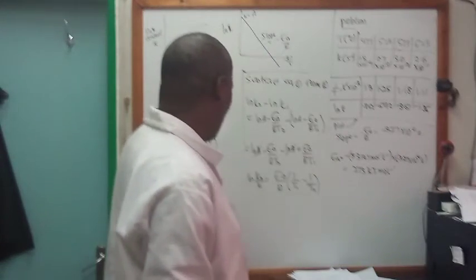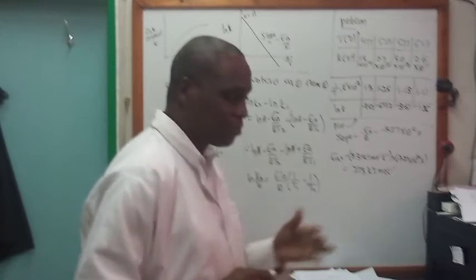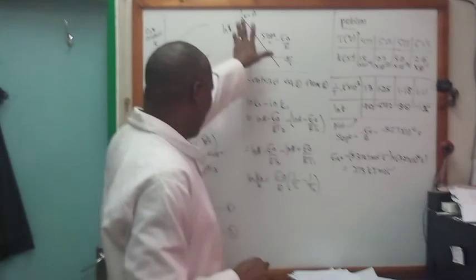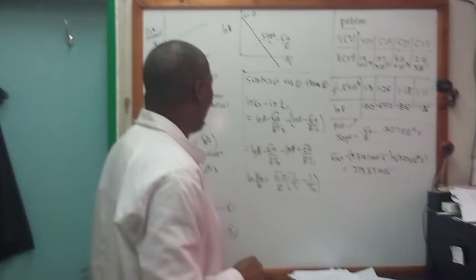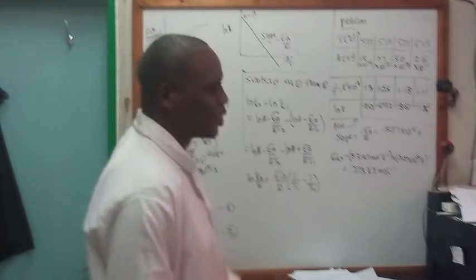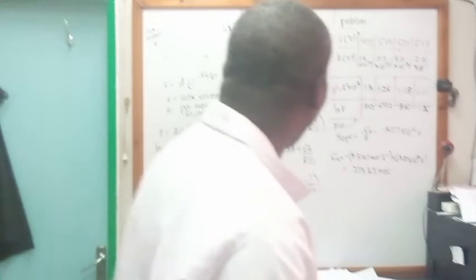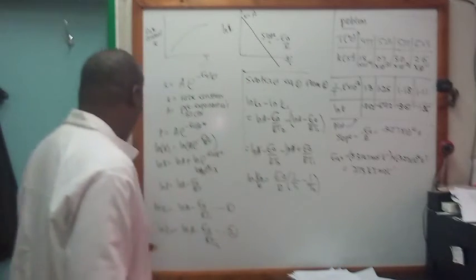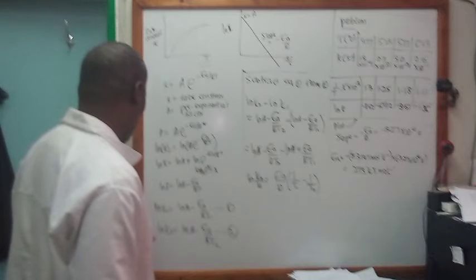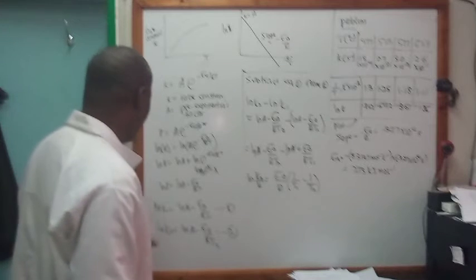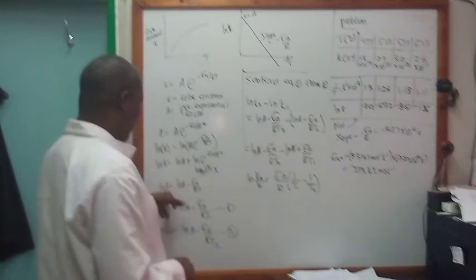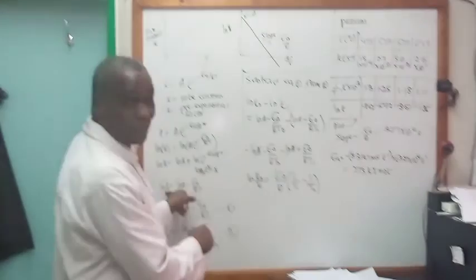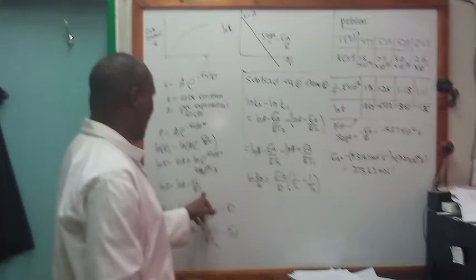You're going to see that the straight line is actually given by the relationship between the natural log of k and the reciprocal of the t. Let me get it on this equation here. Are you clear on that?